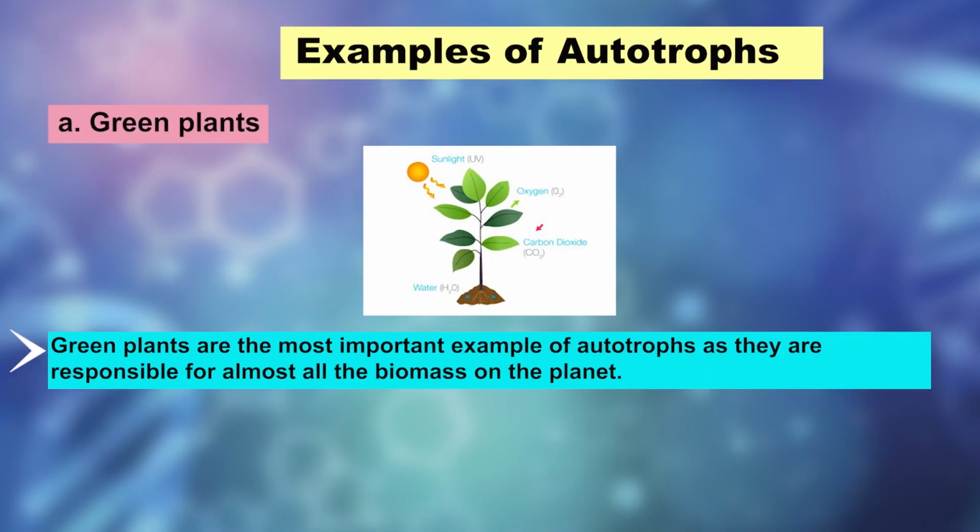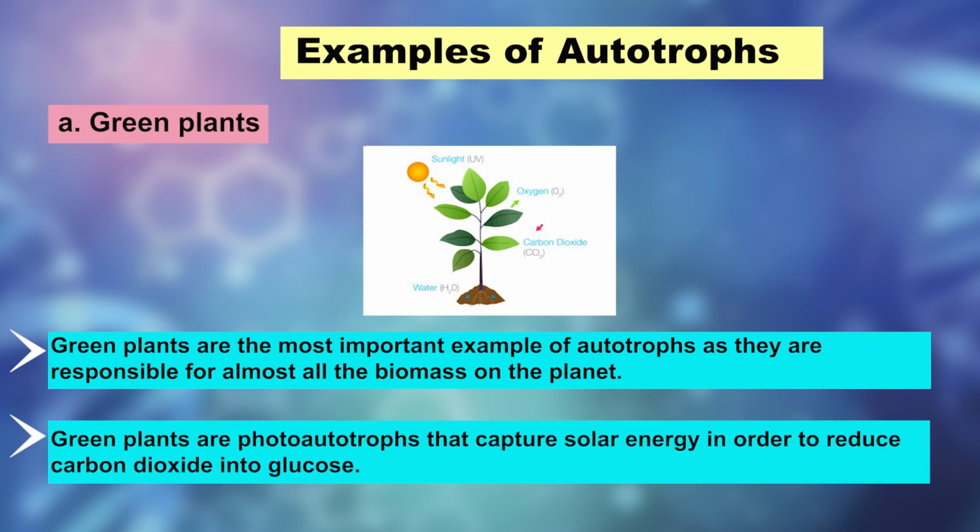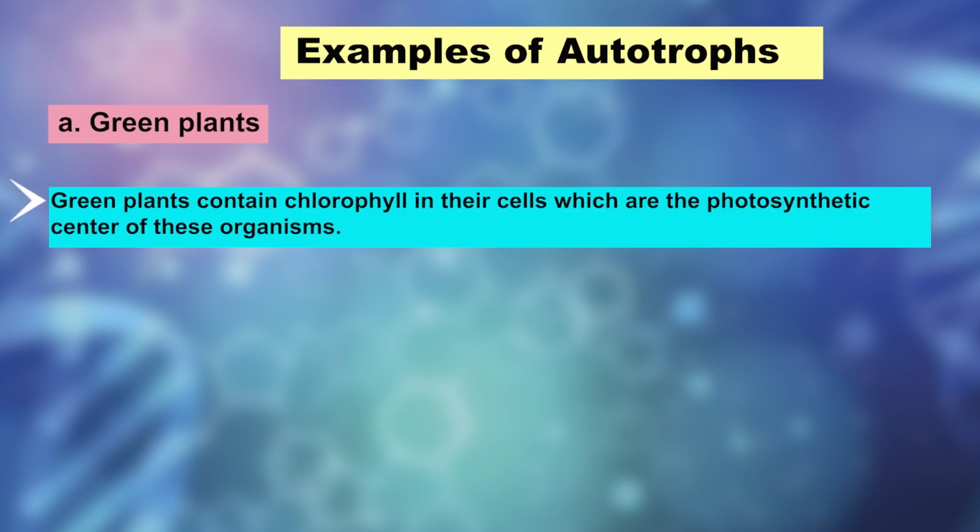Green plants are the most important example of autotrophs as they are responsible for almost all the biomass on the planet. They are photoautotrophs that capture solar energy in order to reduce carbon dioxide into glucose. Green plants, as mentioned earlier, and we all very well know, contain chlorophyll in their cells, which are the photosynthetic center of these organisms.